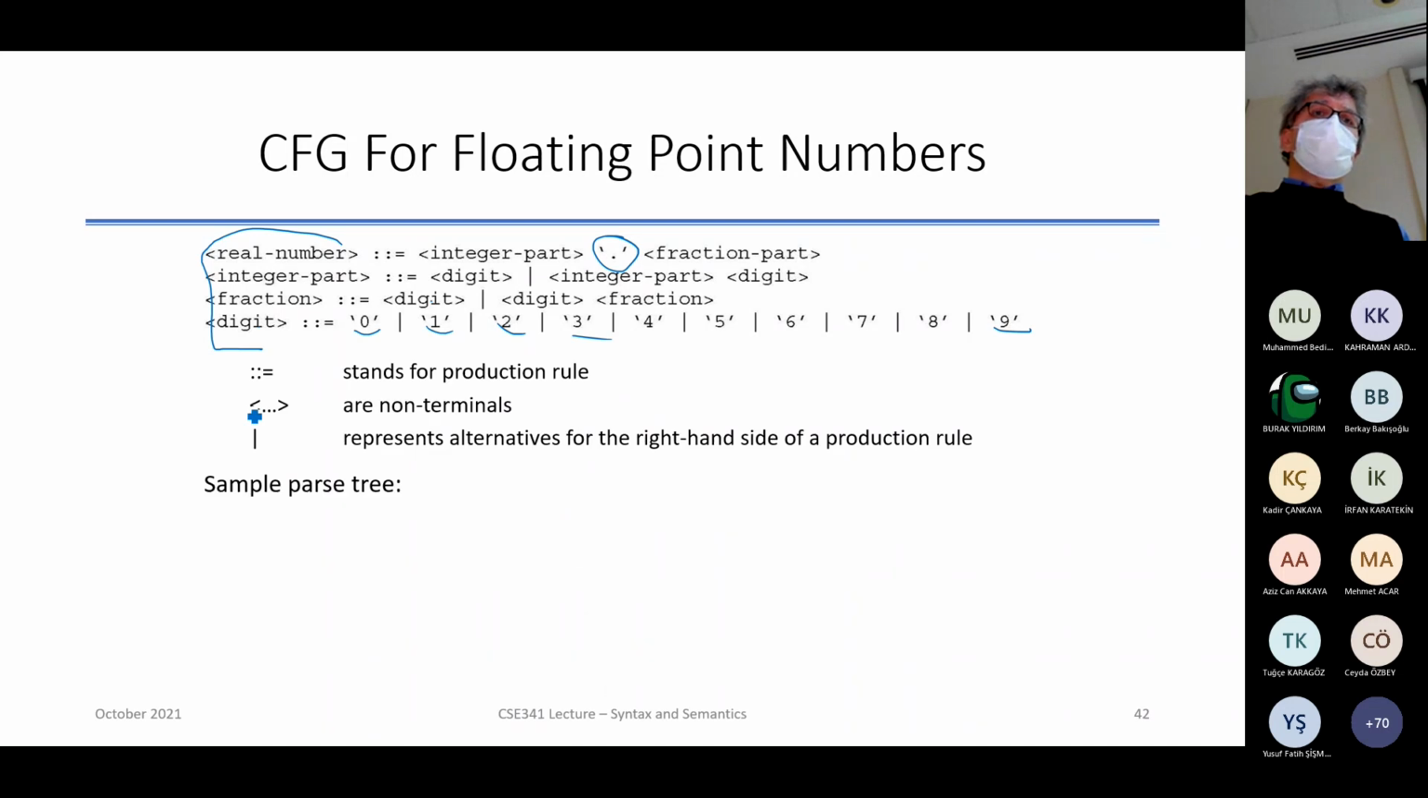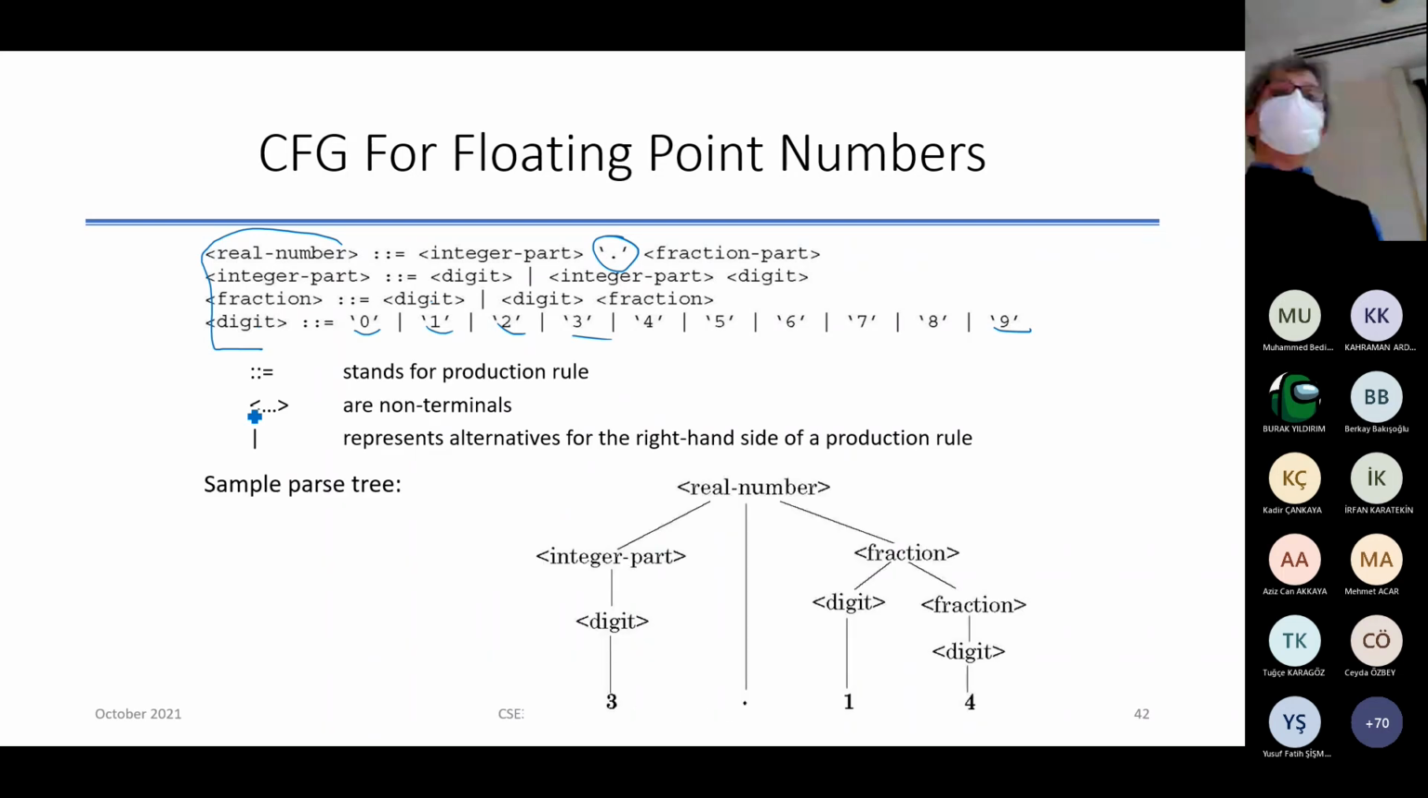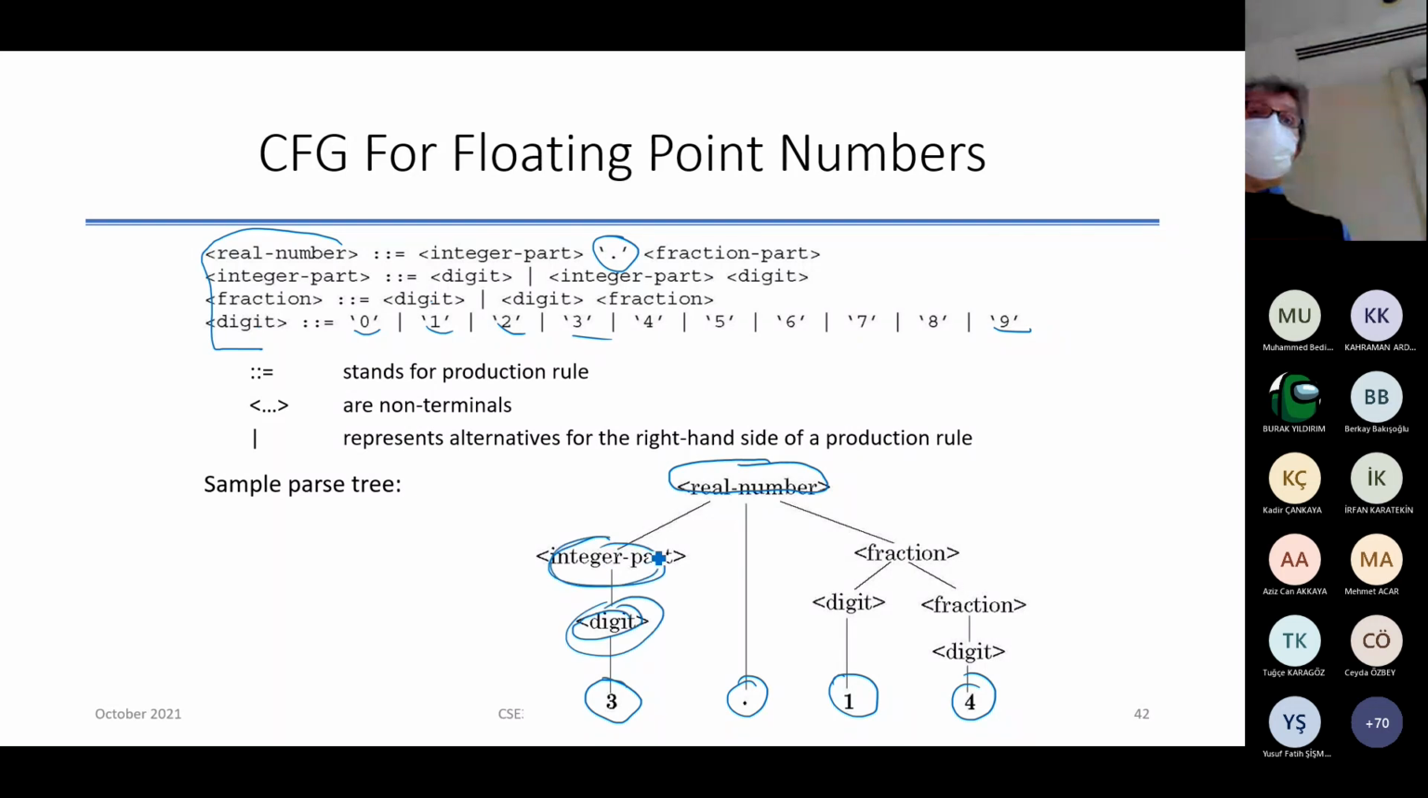All right. A sample parse tree for 3.14 is like this. So how did I get this one? I know that my parse tree for this particular BNF should have at the root my start symbol. And at the leaves, I will have all my terminals. And any internal node is going to be a non-terminal. You can see it.